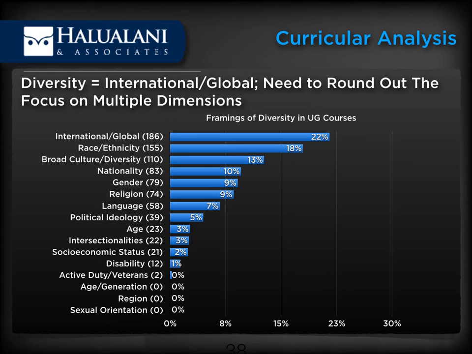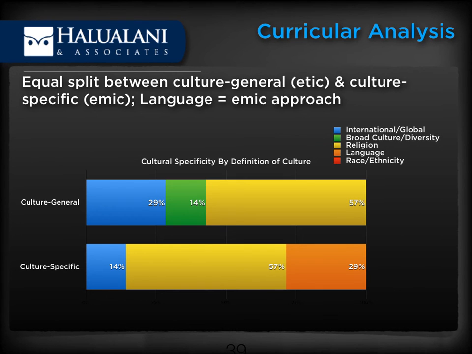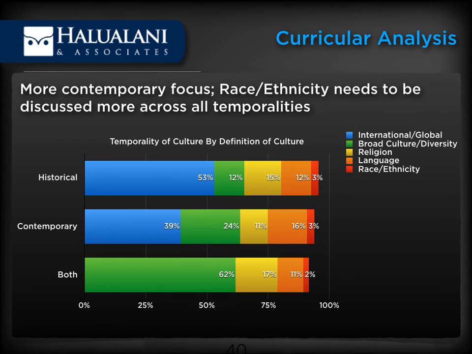Again, we'll look at the framings of diversity. We code up to 4 different aspects for each course. We'll look at if there's an EMIC or an ETIC kind of focus on culture. Is it culture general or culture specific? What's the temporality of culture? Is culture or diversity focused on historically, which we find to be very important? Is it focused on in terms of contemporary issues, or both, or a healthy blend?